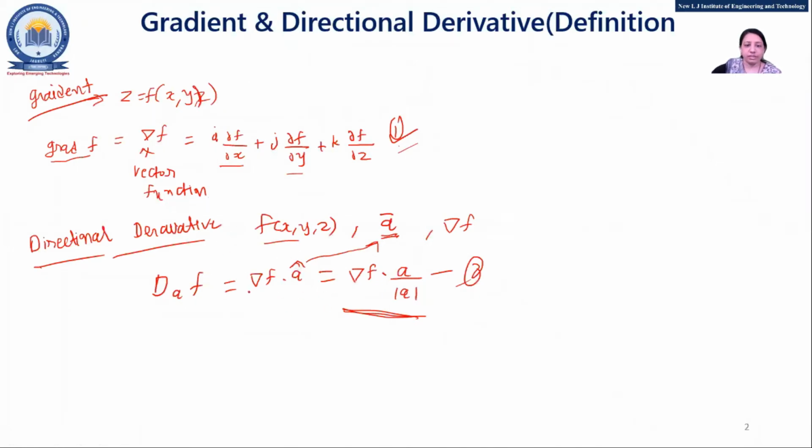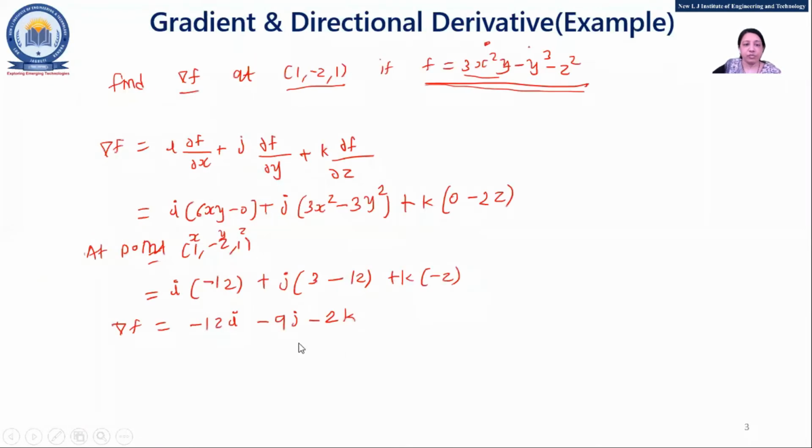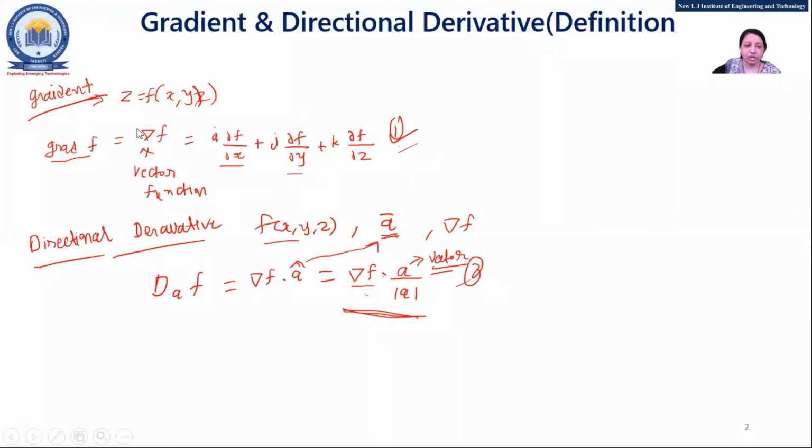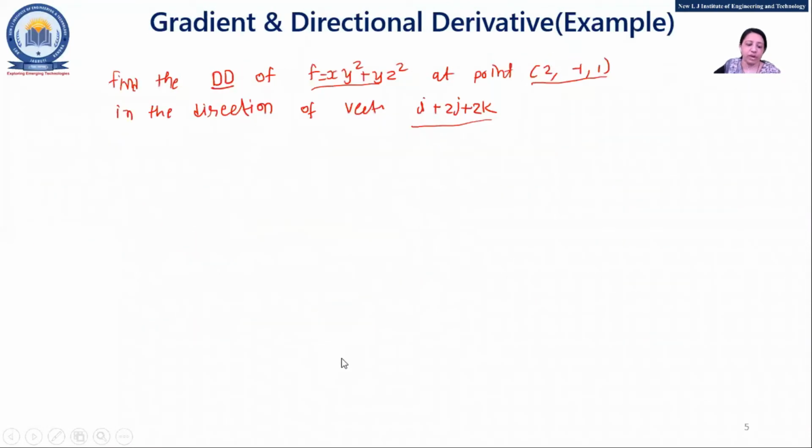The equation for directional derivative is grad f dot a upon mod a. The vector given in the direction of is a bar, and you need grad f. So first you need to find grad f. What is the definition of grad f? First step is grad f, that is i del f by del x plus j del f by del y plus k into del f by del z.